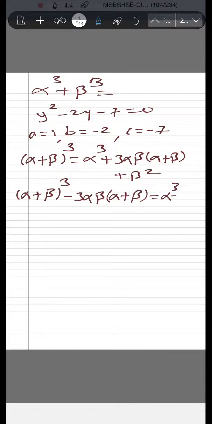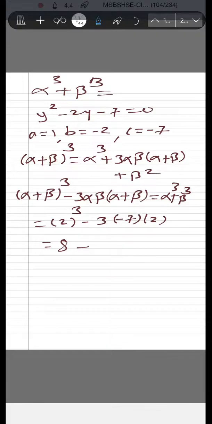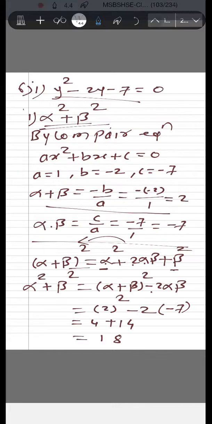Which is equal to 2 cubed minus 3 into minus 7 into 2, which is equal to 8 minus 3 into minus 7 into 2. 7 threes are 21, and 21 twos are 42. So therefore 8 plus 42, which is equal to 50. And here is the value of this one: alpha cubed plus beta cubed is equal to 50.